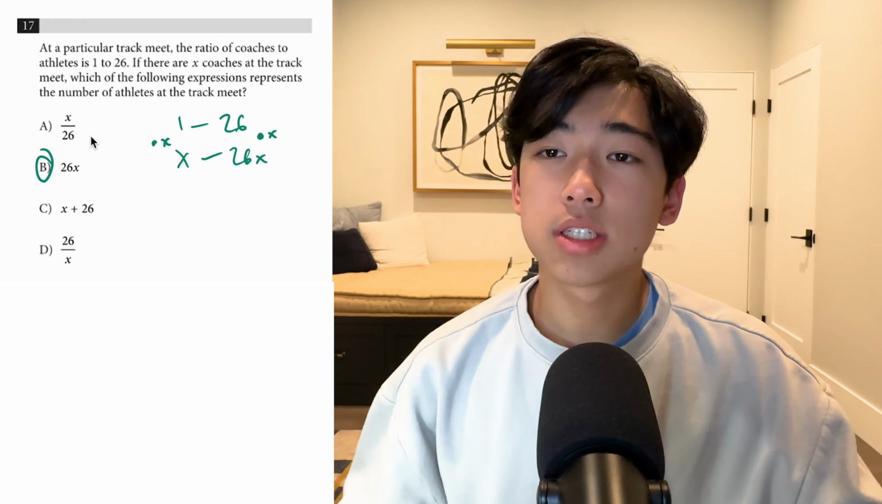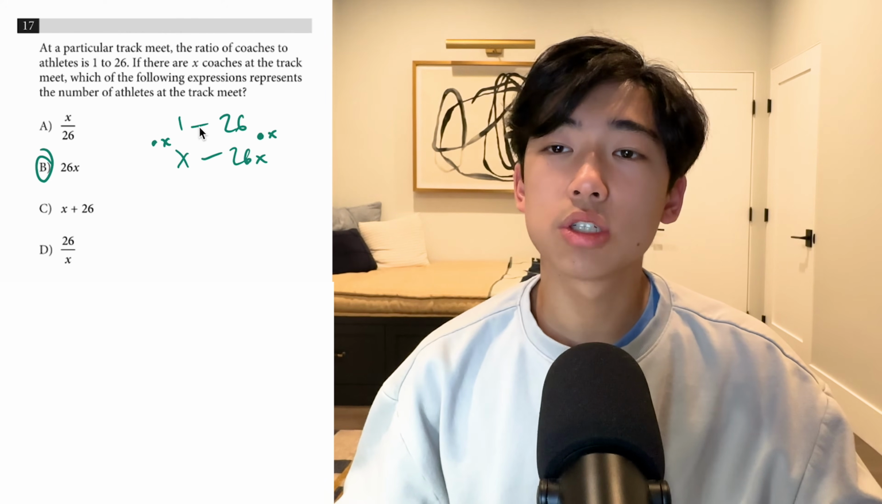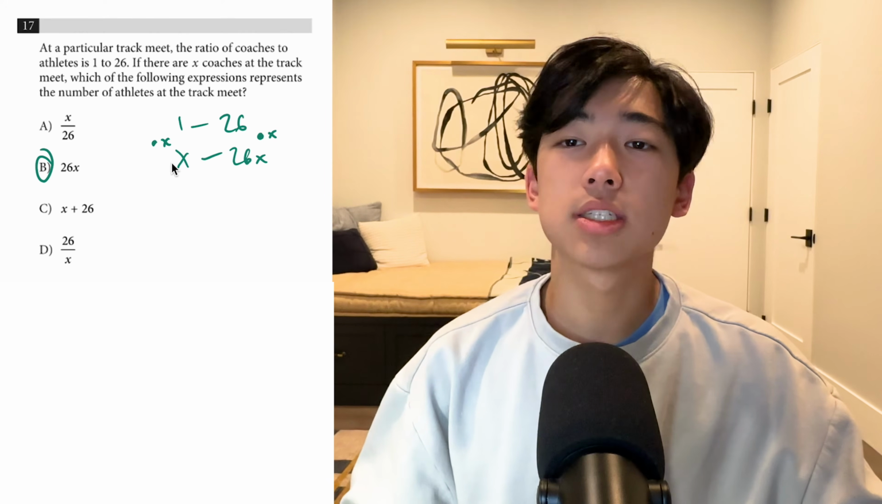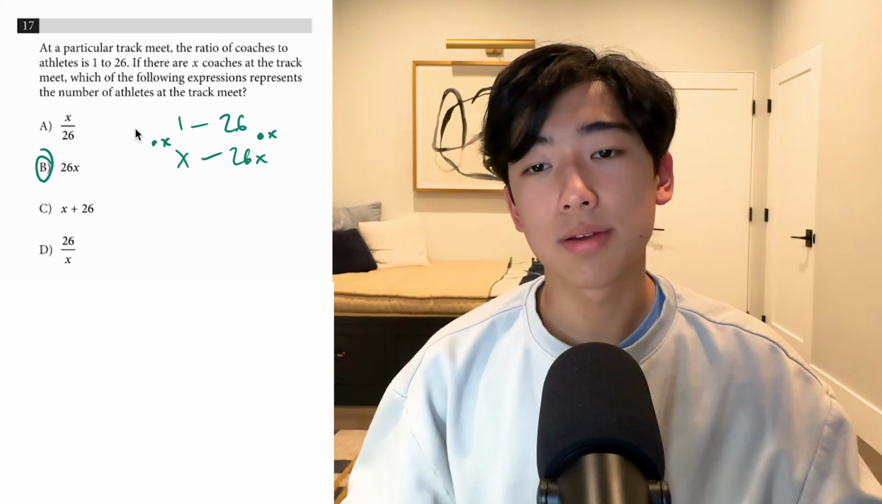You can simply set up this proportion, 1 to 26, and since there are x coaches, you multiply both sides by x, so it would be x to 26x. Number 18.